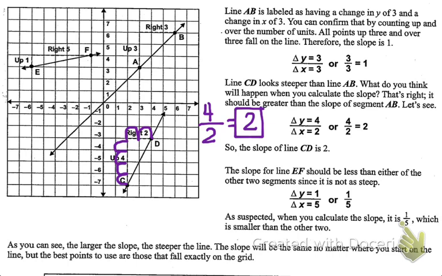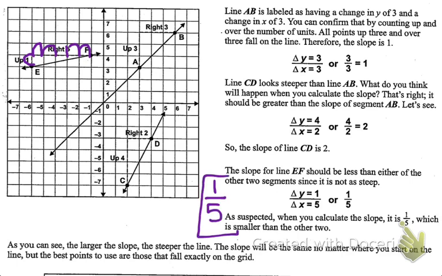The slope for EF should be less than either of the other two segments since it's not as steep. Let's use rise over run again. Rise up 1 and run 5. 1 over 5. When you calculate the slope, it is 1 over 5, which is smaller than the other two.